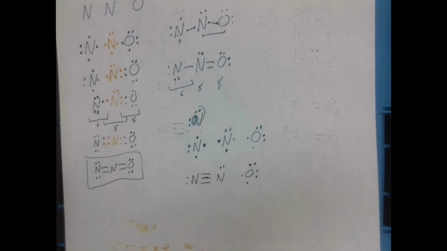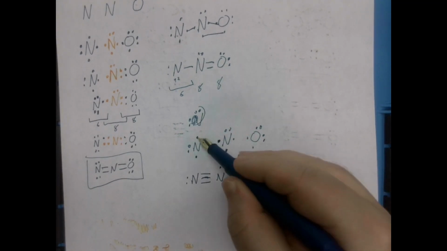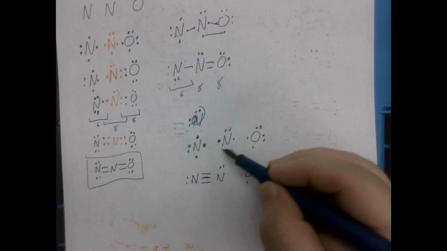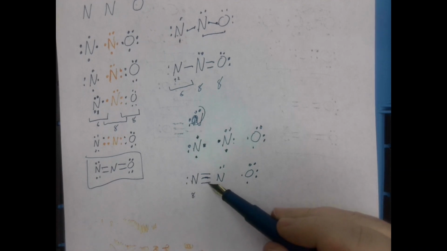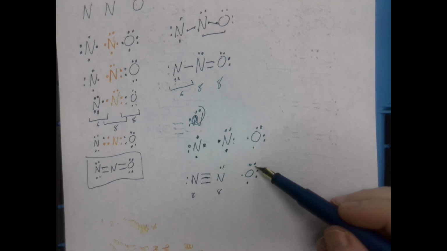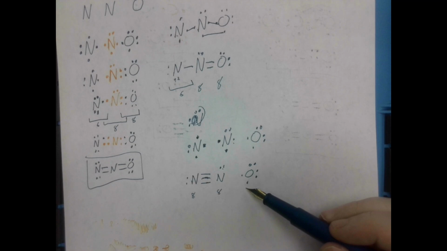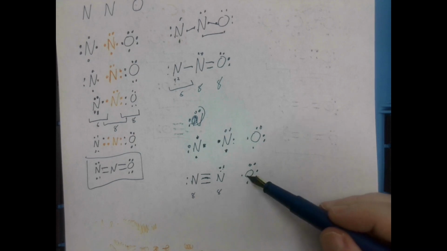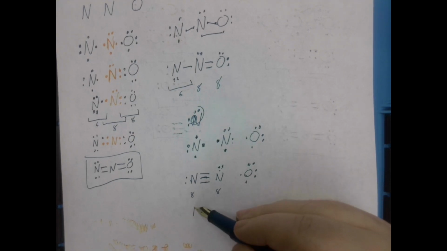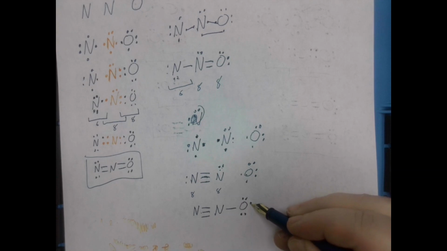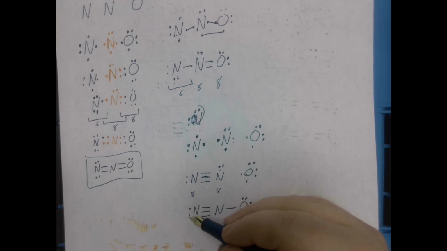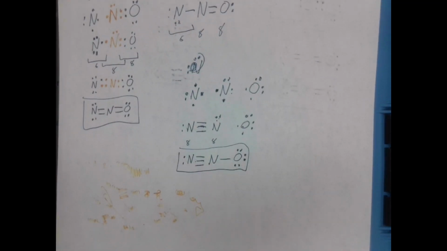Does everyone get what I've done so far? Basically, these two shared, these two shared, and these two shared. So check, this is 6, 7, 8, this is 8. 6 plus 2 is 8. 6, again, I'm not sharing anything, but it needs 2. So what do you think I'm going to do? I'm going to take these 2 electrons and share them with the oxygen. So I get this formula. That's a valid solution.